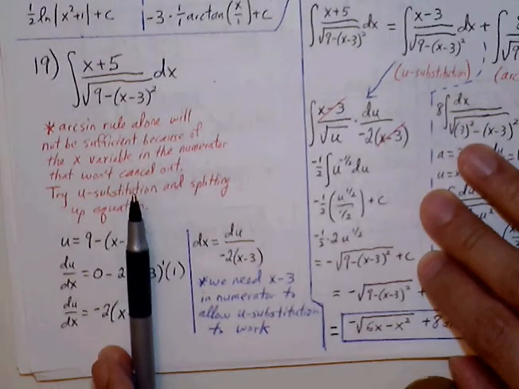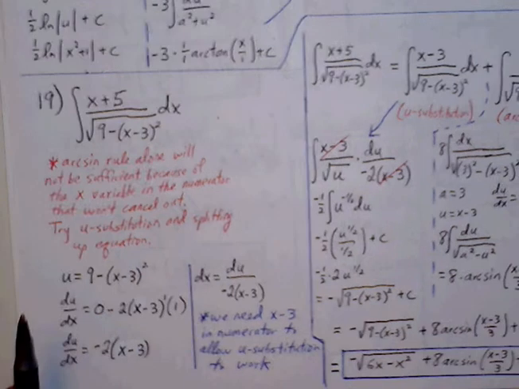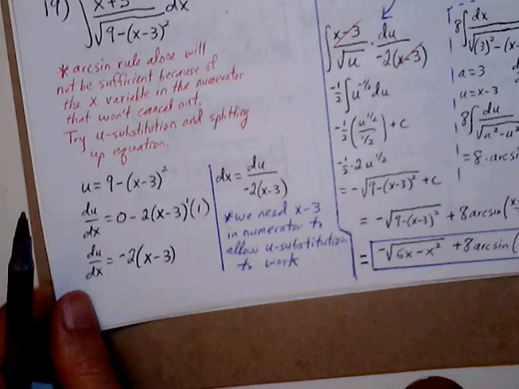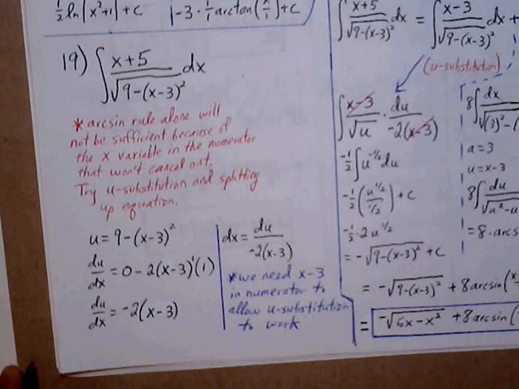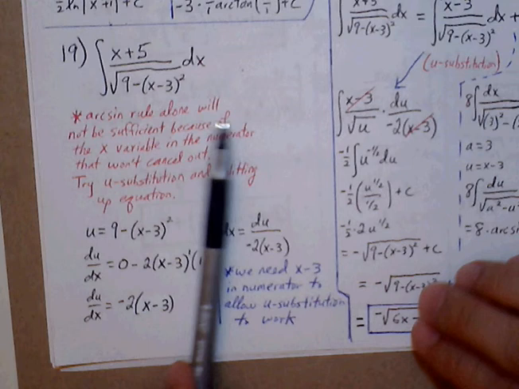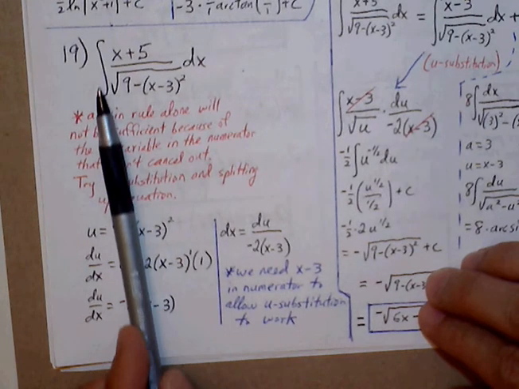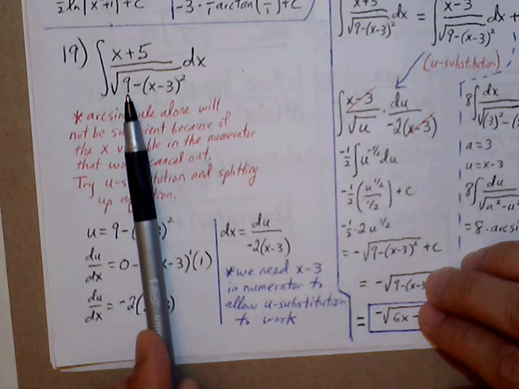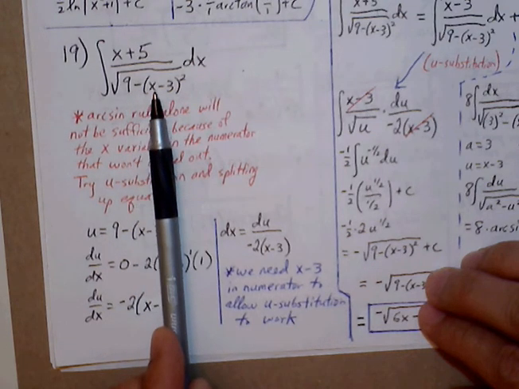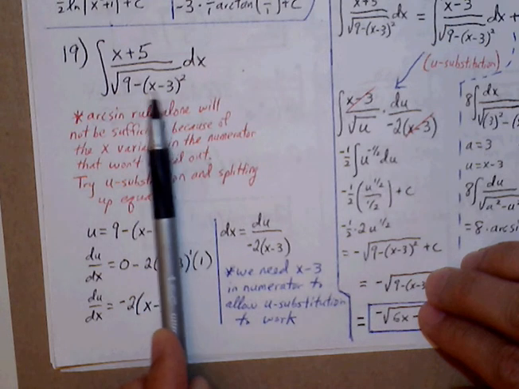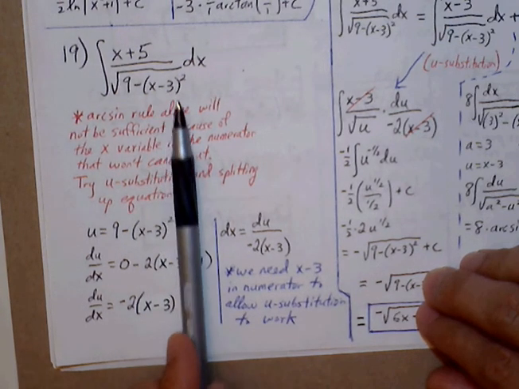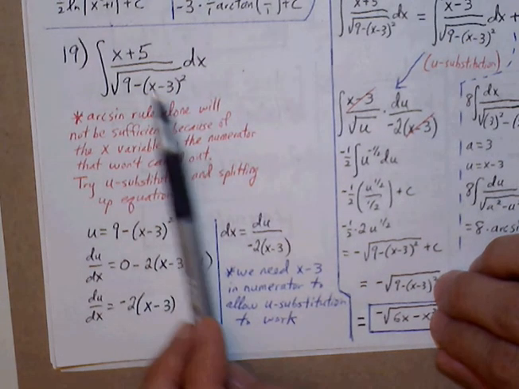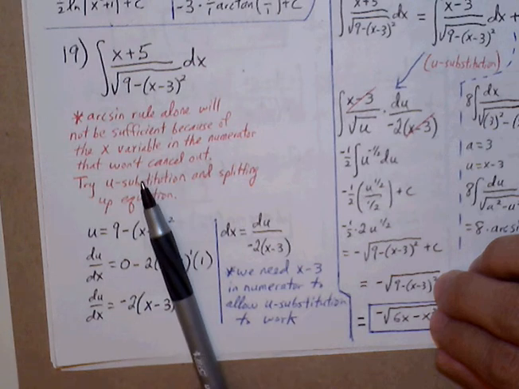Okay, 19. We have the integral of x plus 5 over the square root of 9 minus x minus 3 quantity squared. It may not be apparent, but arcsine alone, even though this looks like arcsine because we have the square root, we have the a squared, the positive value, followed by minus, and followed by the u value, which we know is always going to include the variable. The arcsine rule alone will not be sufficient because of the x variable that's sitting up in the numerator, and it's not going to initially cancel out.